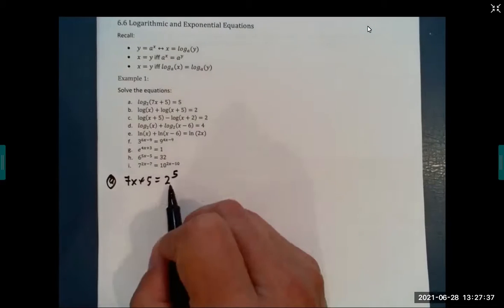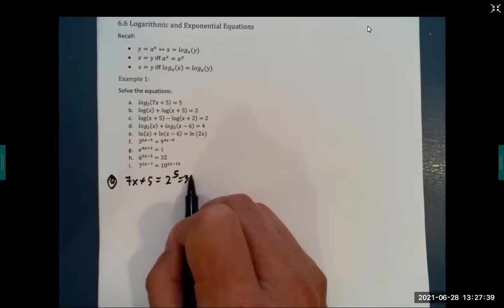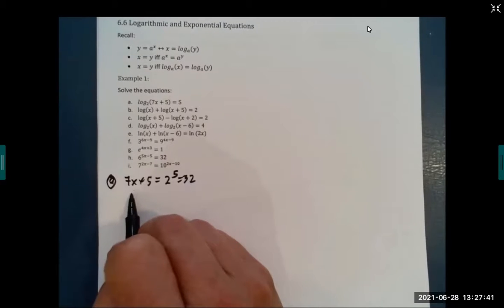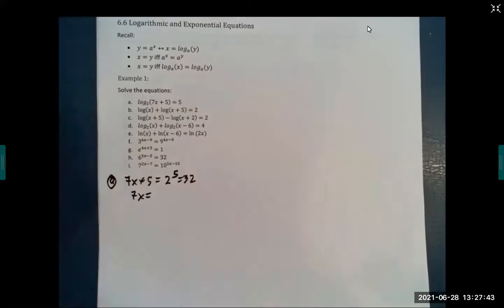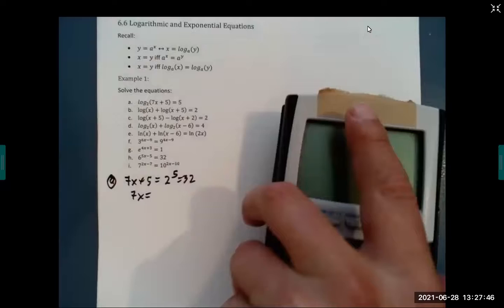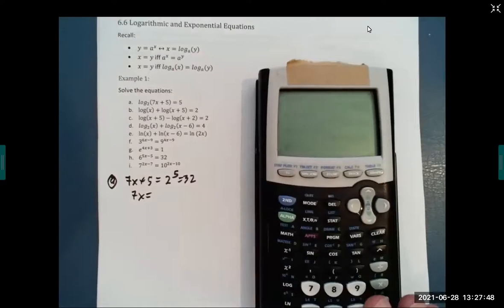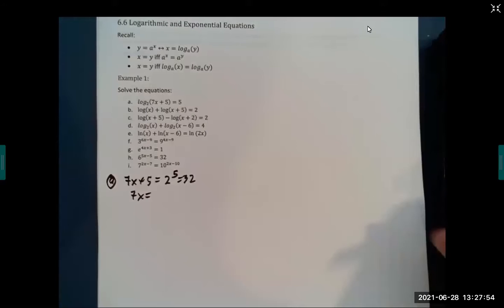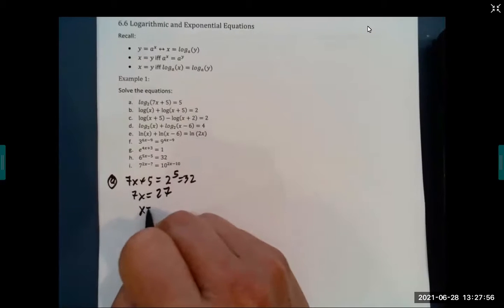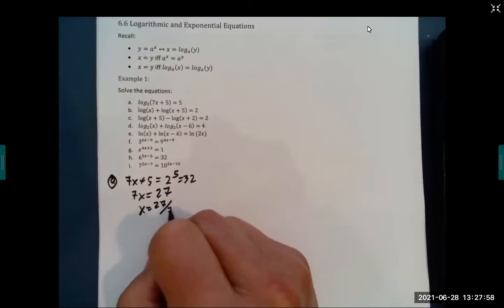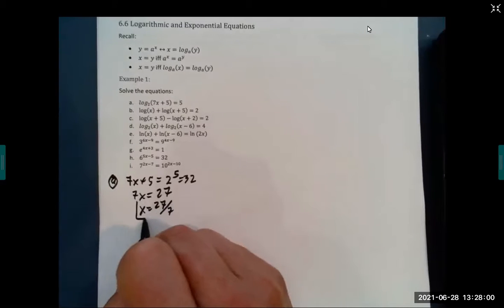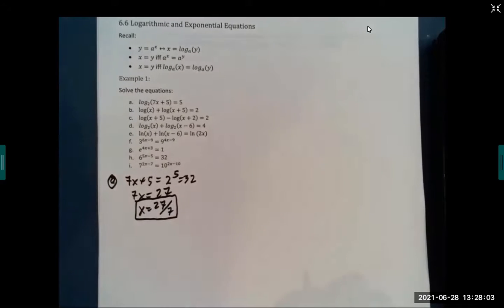Which is 32. Subtract a 5 from both sides: 7x equals, you'll want your calculator handy for most of these actually, 32 minus 5, 27. x equals 27 over 7. Part B.